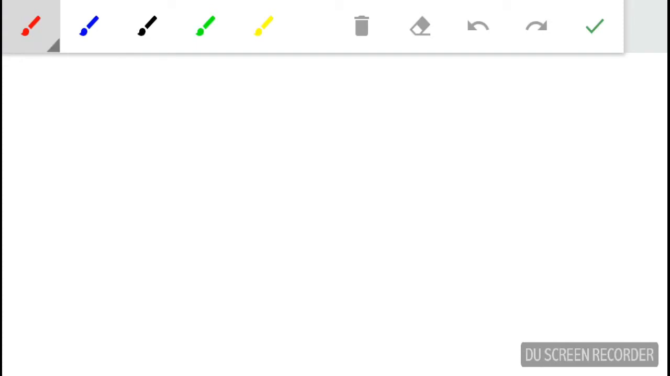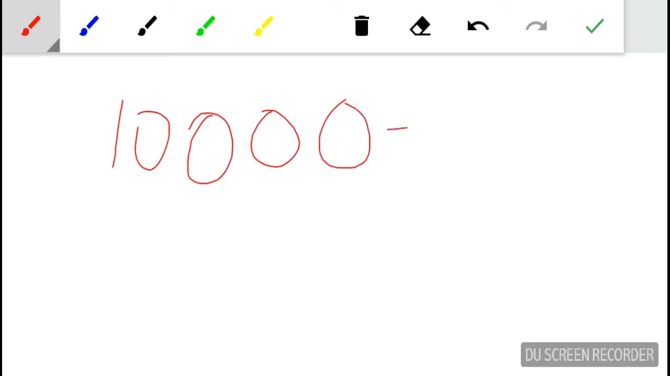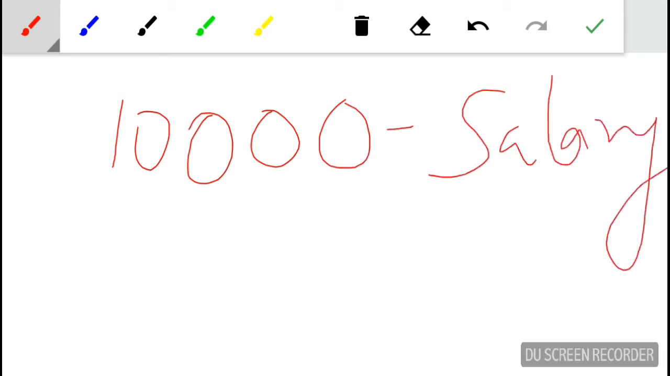Suppose I am getting 10,000 as salary. This is an income, right? In economics, what do we call this 10,000 rupees? Is it real income or nominal income?